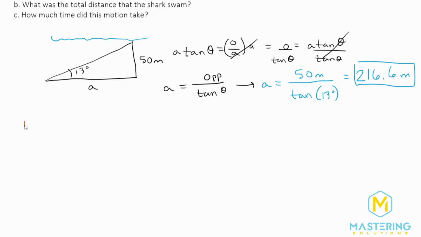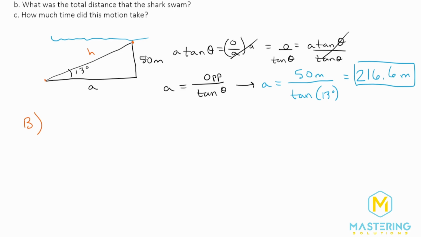Now moving on to part B, they say, what is the total distance that the shark swam? So the total distance that it swam was here where it started up to here where it stopped. So we're trying to find the hypotenuse in the triangle now. And we can do it one of two ways. You could do Pythagorean's theorem since we have the bottom leg and the side leg, and do a squared plus b squared equals c squared. Or we can also do trigonometry. So I'm going to use trigonometry. Either way is totally fine. Like I said, it'll give you the exact same answer.